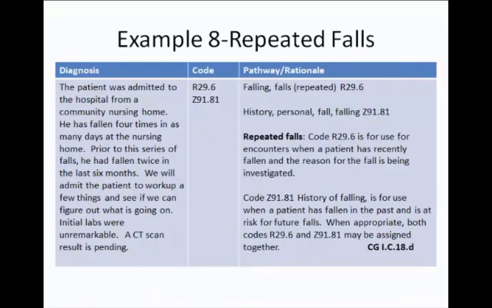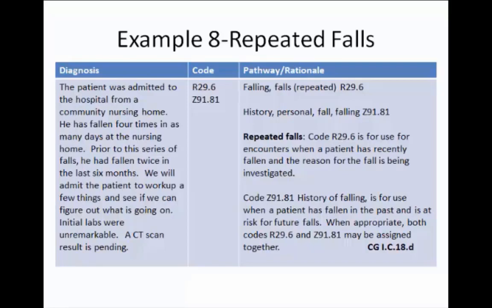And here's an example of repeated falls, and there is a guideline that talks about repeated falls and a history of falling, and this is used quite a bit because in nursing homes it is not unusual for residents to fall, and I'm glad that there's codes that allow us to report that so that it can be tracked. In this case, the patient was admitted to the hospital from a community nursing home. He's fallen 4 times in as many days. Prior to this series of falls, he had fallen twice in the last 6 months.